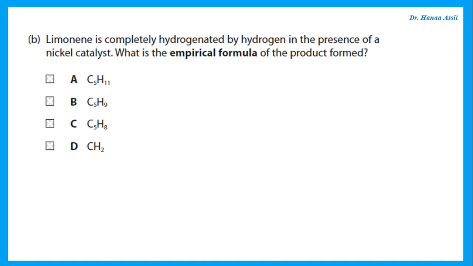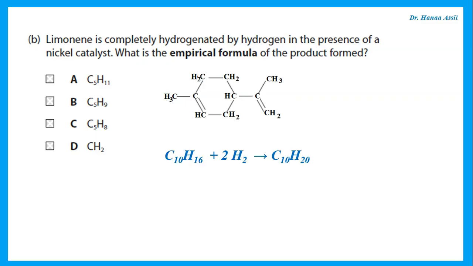Limonene is completely hydrogenated by hydrogen in presence of nickel catalyst. What is the empirical formula of the product formed? So that was limonene that we had in the previous question, and we're saying that we're going to add hydrogen to the double bonds, and that means if I started with C10H16, now I have 2 double bonds. That means I'm going to add 2 moles of hydrogen, and that means my product is C10H20.